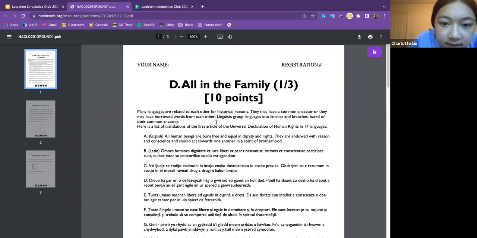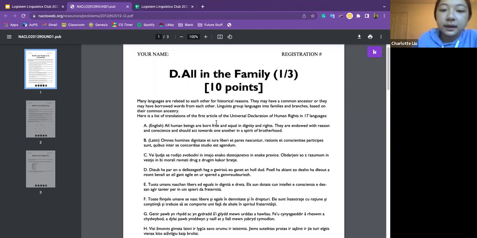Okay, our next question will be all in the family. So many languages are related to each other for historical reasons. They may have a common ancestor or they may have borrowed words from each other. Linguists group languages into families and branches based on their common ancestry. Here's a list of the translations of the first article of the Universal Declaration of Human Rights in 17 languages.